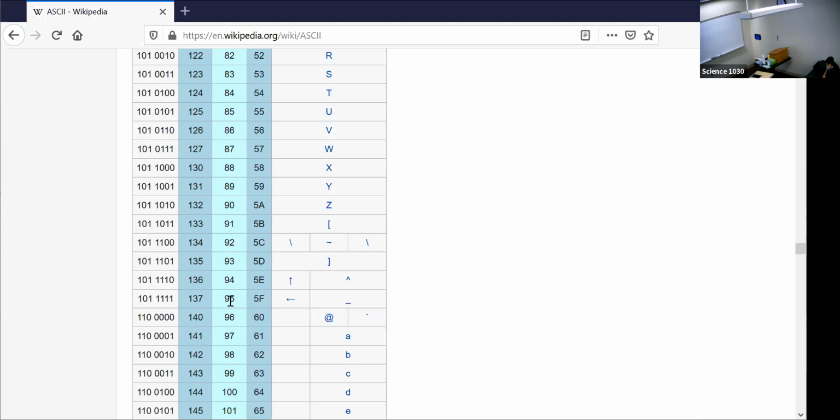In Unicode, all that's been resolved. There are separate things for up arrow and underscore, but here, not entirely. So that was a great question. Thank you. Does that make sense?